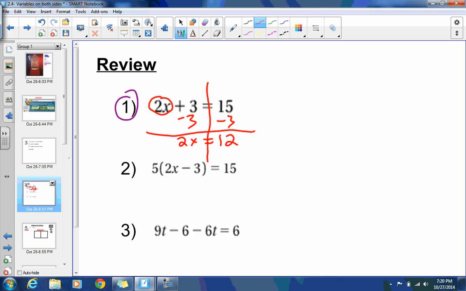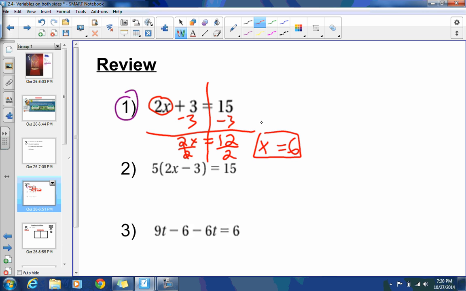Now we're down to a one-stepper. And if you notice here that 2x on the left side, that 2x is actually 2 times x. So to undo that multiplication, you can either multiply it by 1/2, because that'll make it just a 1, or you can divide it by 2, because that's the inverse operation. And then you divide the right side by 2 as well. And you're left with, cross it out, x equals 12 divided by 2, which is 6.